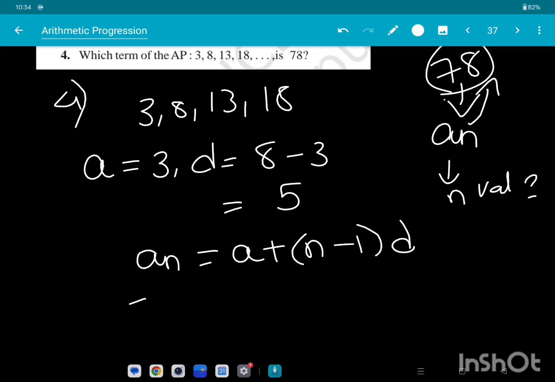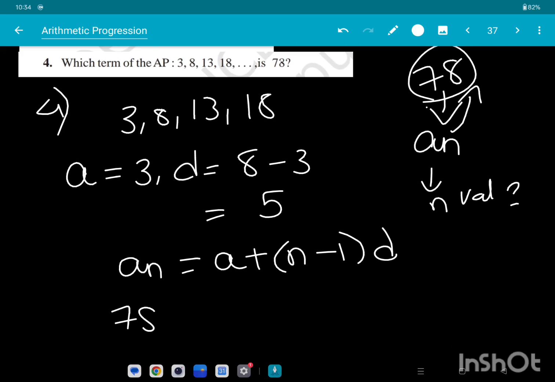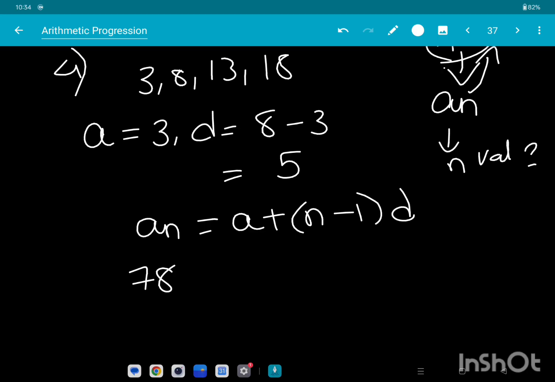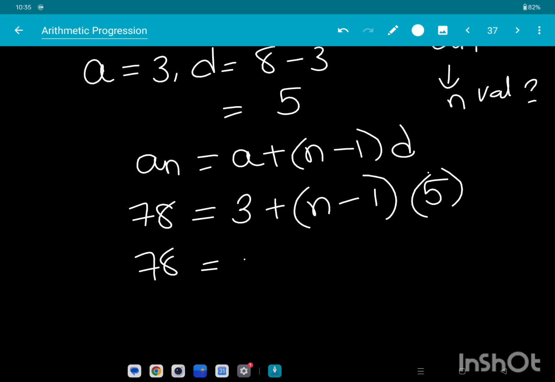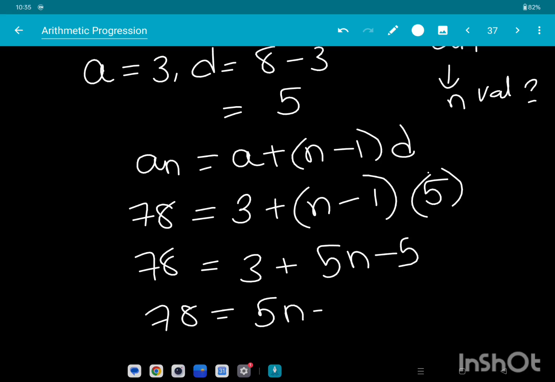It was given as 78, right? So we need to find which nth term this is. So for that, what is the a value? 3 plus, we need to find the n value only, n minus 1 into 5. 78 is equal to 3 plus 5n minus 5. 78 is equal to 5n minus 2.